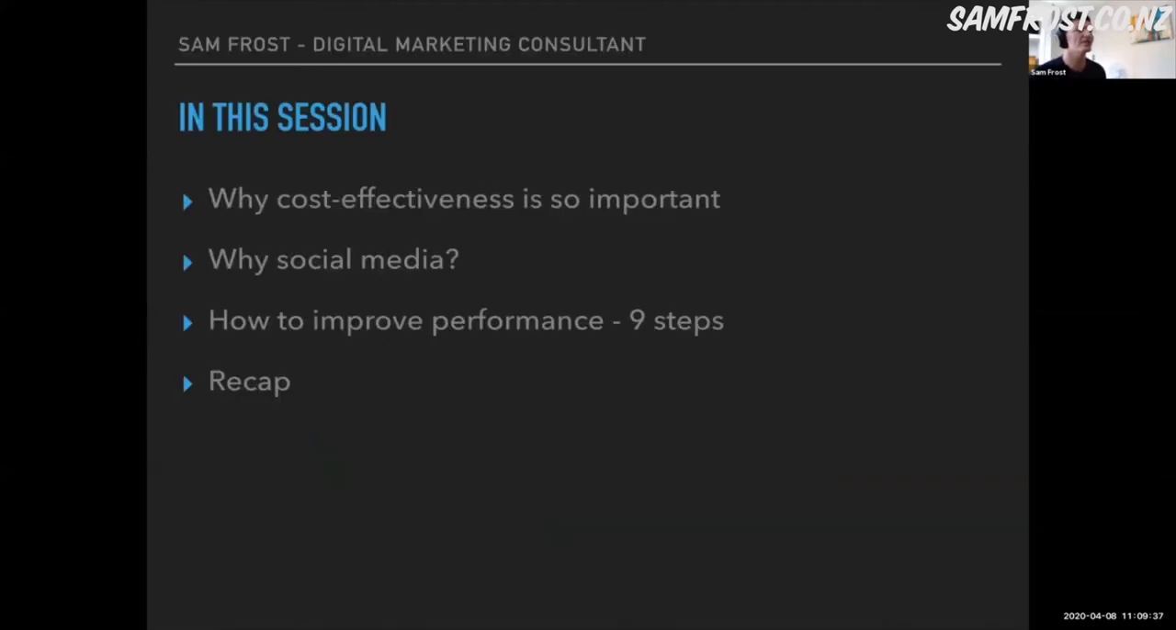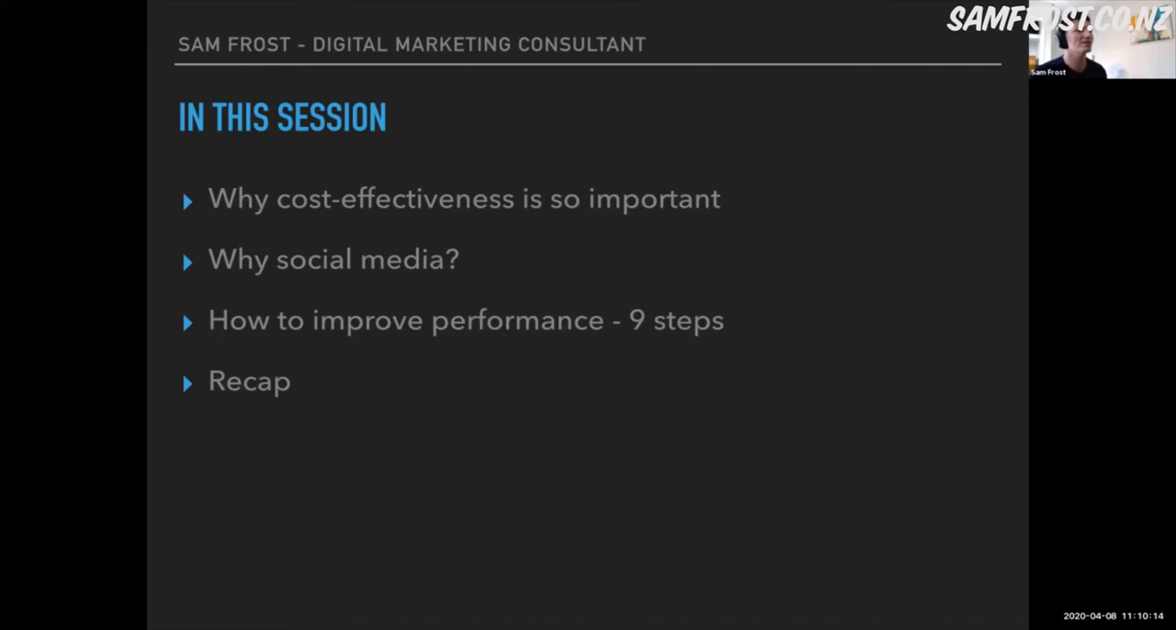Just to give you some context, what we're going to talk through today is a few different things. The first area we're going to look at is why cost effectiveness is really important. The next piece is why social media is actually a good option in this regard. Then we're going to cover 9 effective steps you can follow to improve the performance of what you're doing. And then we'll do a bit of a recap and a Q&A. If you've got questions, it's probably easier with the way this works to leave it until the end, because it's going to allow us to move faster through the main part of the presentation.